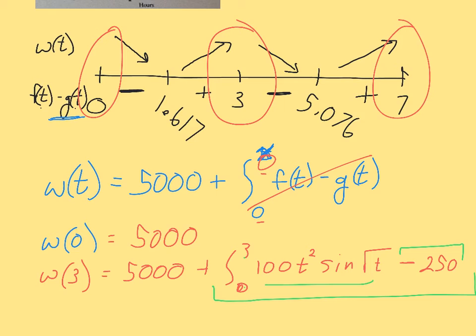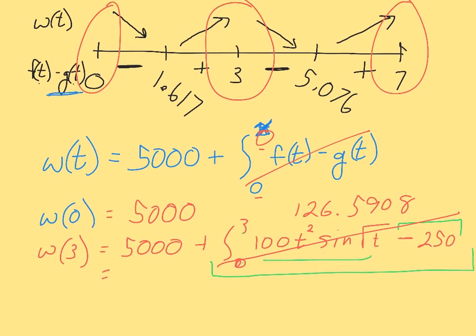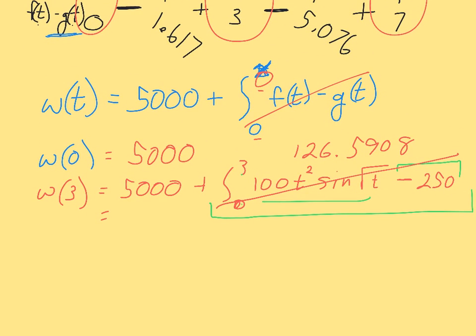When I do that, this whole bit becomes, let's wait for it, here it comes, 126.5908. So altogether, the total amount of water in the tank at 3 hours is 5,126.59 gallons.